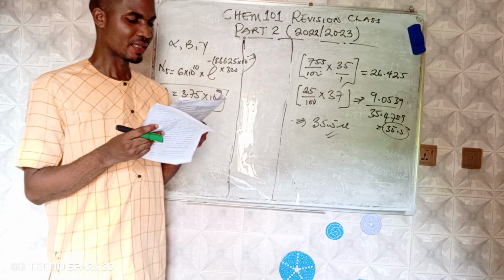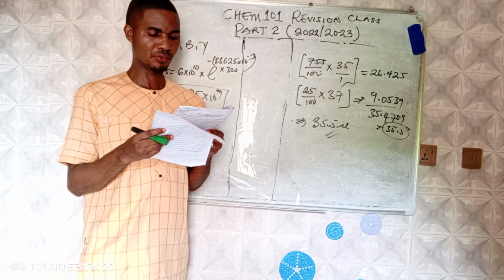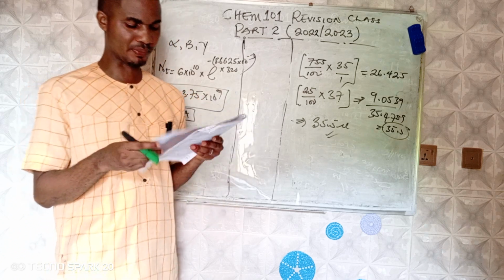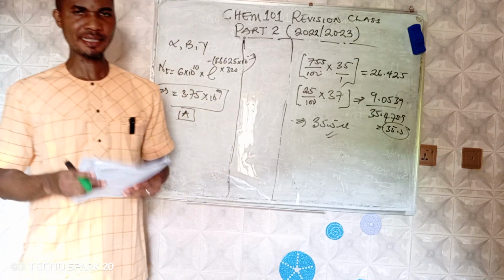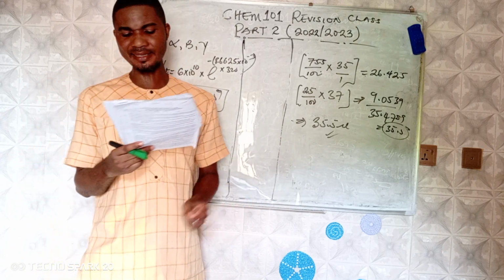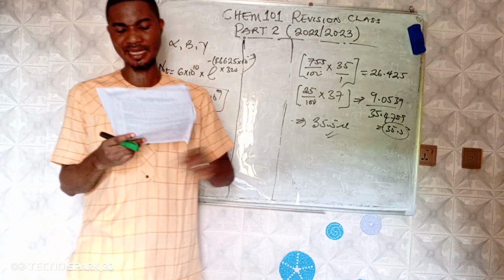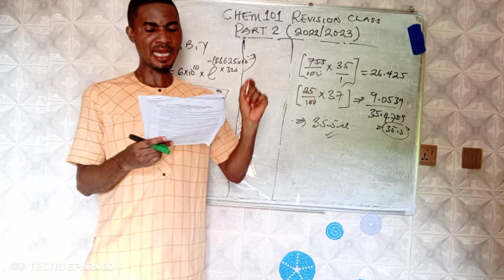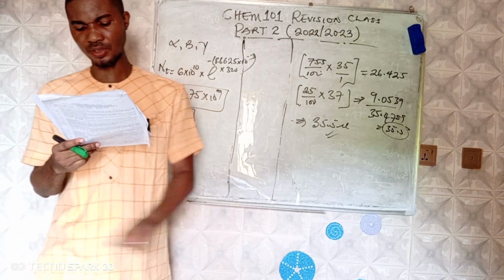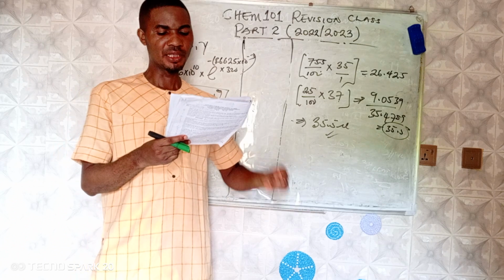Isoelectronic. Okay. 35. Which of the following increases down the group? Let's look at some statements. Electronegativity increases across the period and decreases down the group due to increase in atomic size.